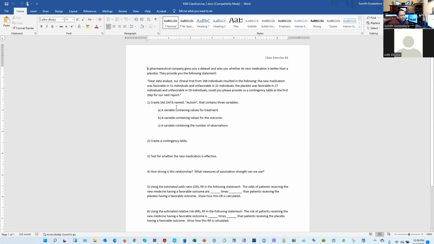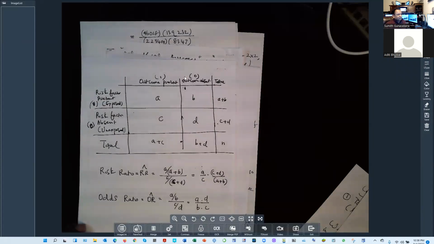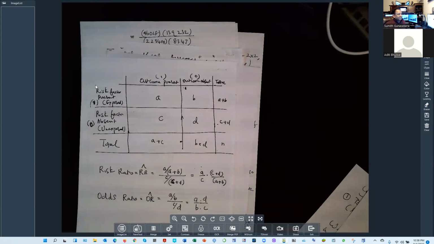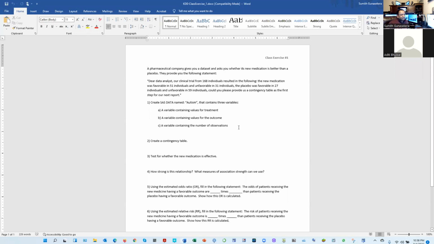Create a SAS data set named autism that contains three variables: a variable containing the value of treatment, a variable containing the value for the outcome, and a variable containing the number of observations. That's the treatment, the same way I was talking about earlier. When we build up this table, the risk side is the outcome, the risk for whatever the medication status. These are the outcomes on this side.